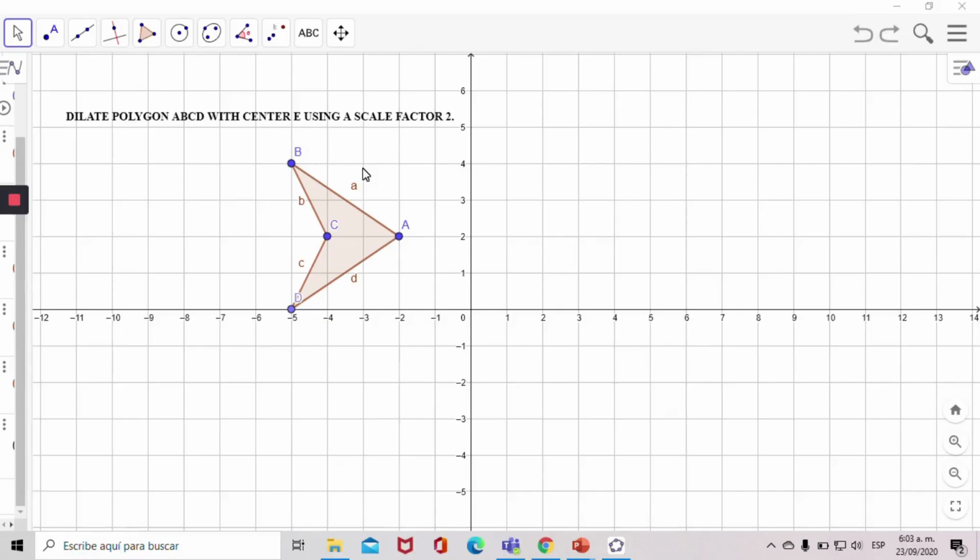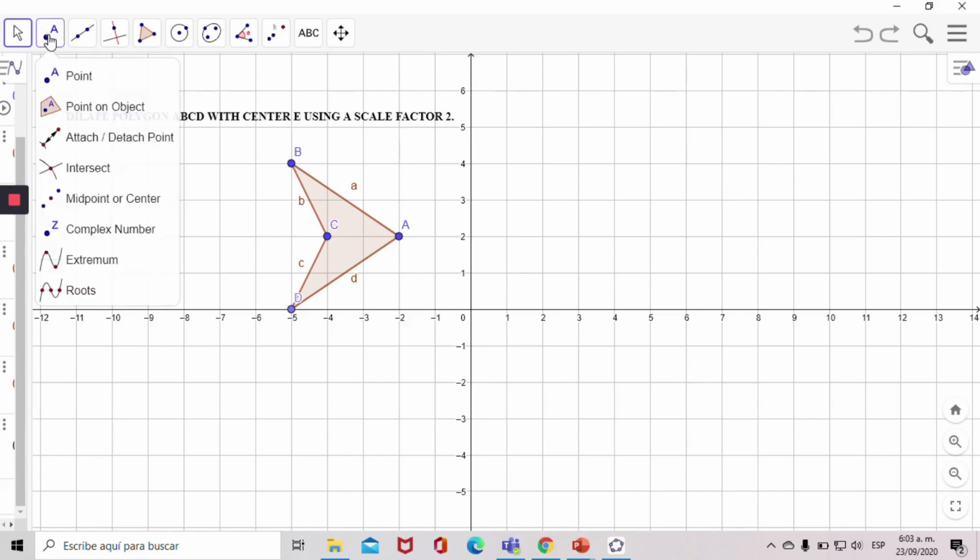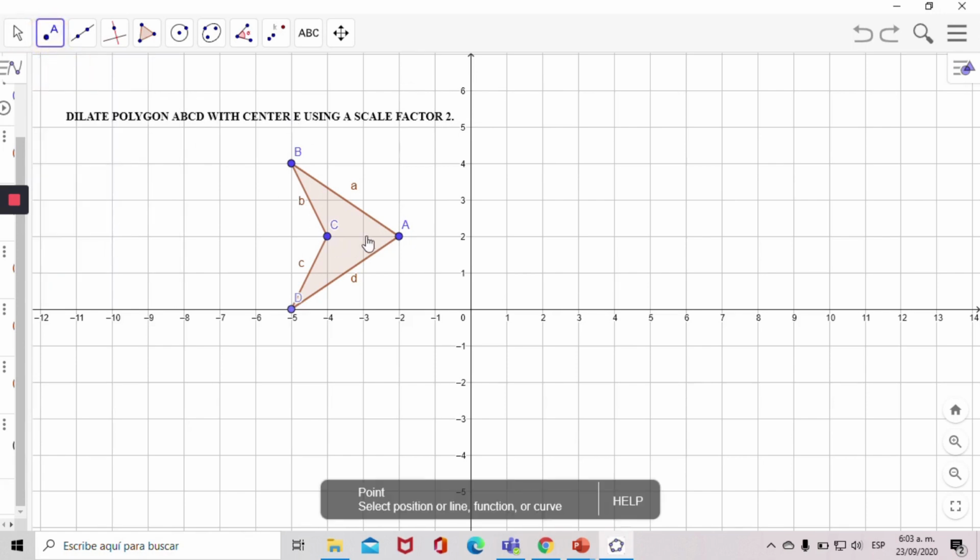The instruction says dilate polygon ABCD with center E using a scale factor of 2. So we can tell from the scale factor that it's going to be an enlargement. Now, where is center E? That is what we must take care of. In GeoGebra, we can easily place point E anywhere.